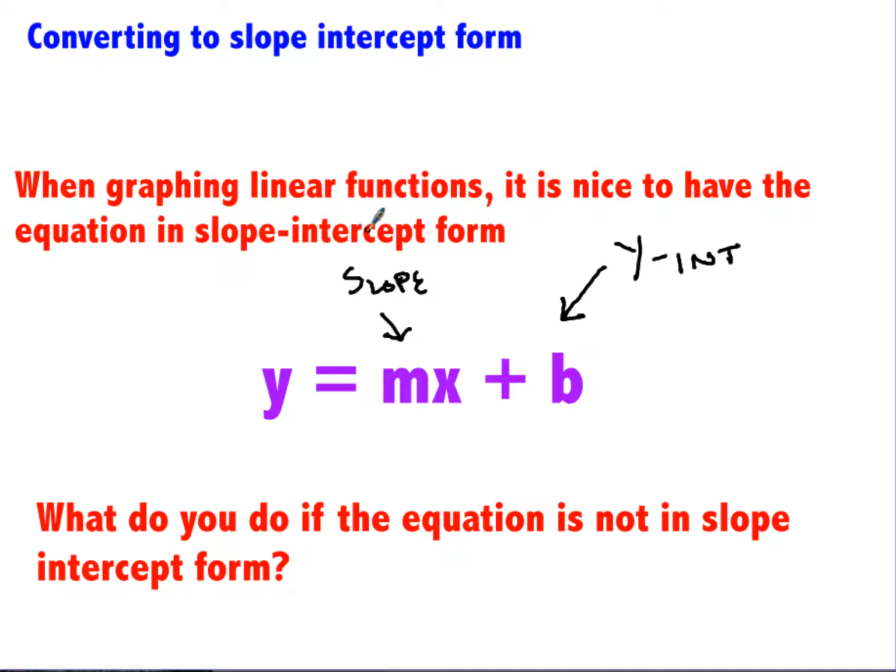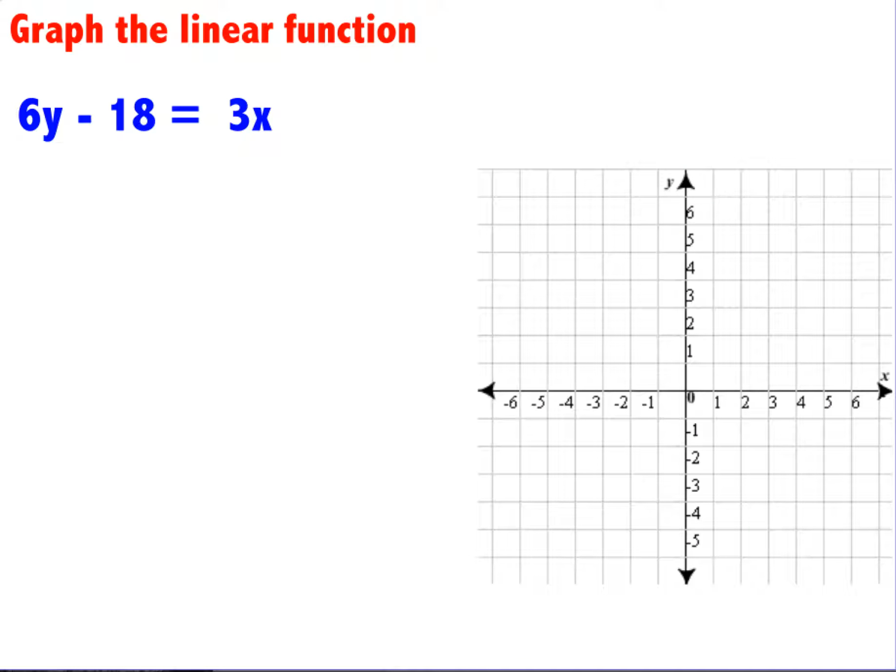If the equation's not in slope-intercept form, but we can recognize that it's a linear equation, then we want to convert it to slope-intercept form. Here's what I mean by that. Here I have a linear function. One reason I know it's a linear function is that I have an x variable, I have a y variable, and there are no exponents of any kind. So this is a linear function.